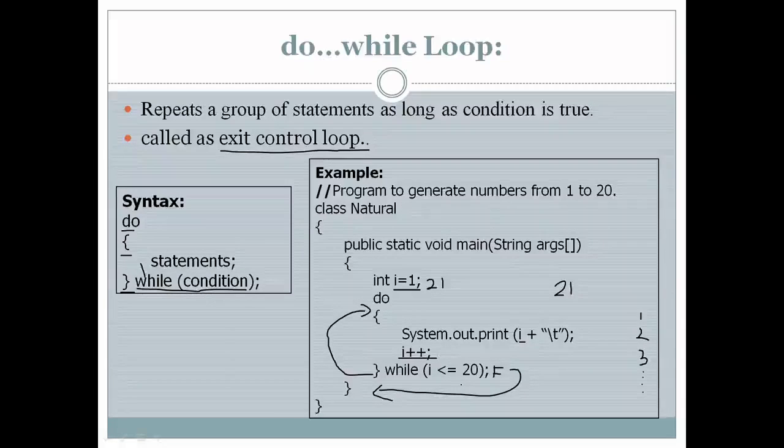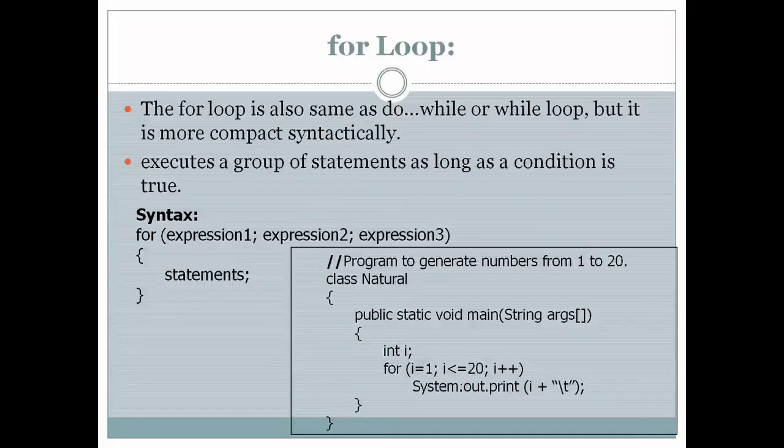Okay, the next type of loop is the for loop. The for loop is again similar to the do while or while loop, but the for loop is more compact syntactically than the other two types of loops. Even this is used to execute some group of statements as long as the condition is true.